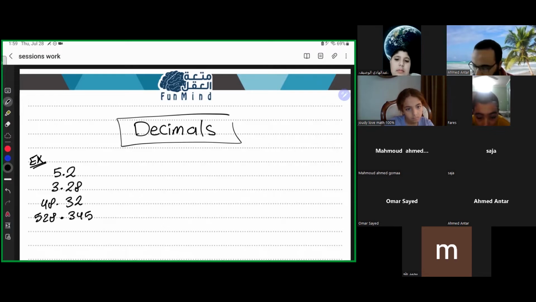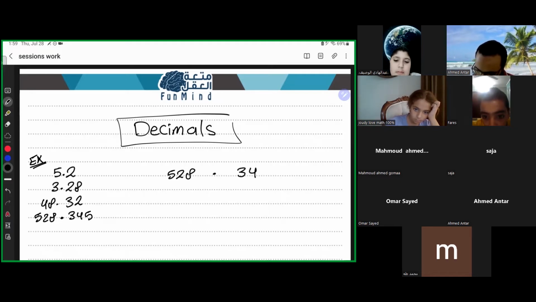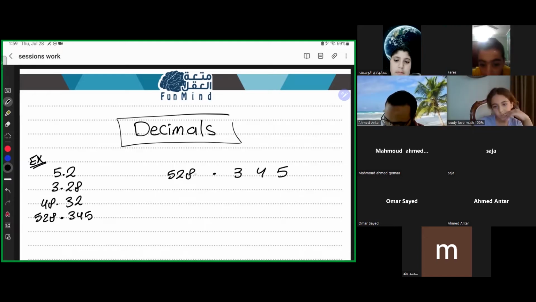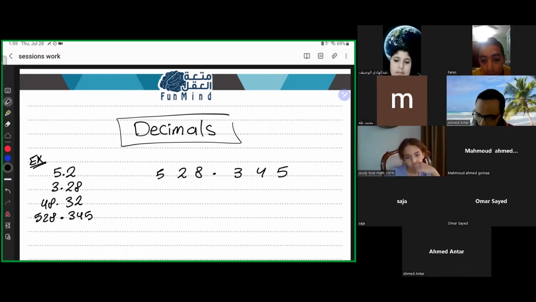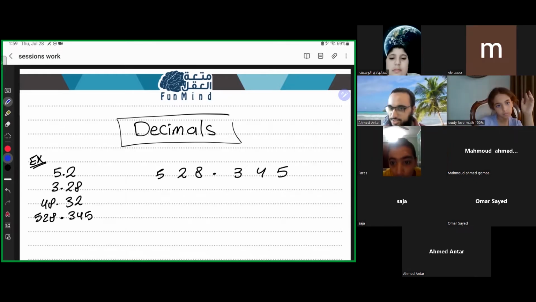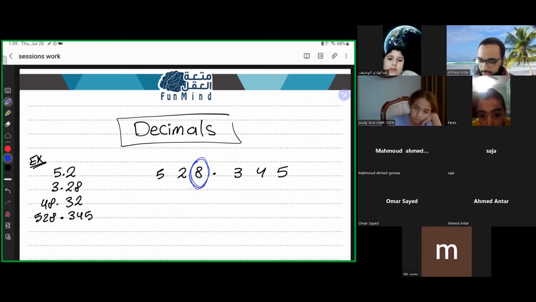So who can tell me what are the places of the decimal numbers? If you have a number like 528.345, what is the name of the place of the 5, the place of the 2, the place of the 8, the place of the 3, the place of the 4? Who knows? Hundreds and tens. Yes, very excellent. Firstly, what is the place of the 8? Ones. Yes, this is the ones place.